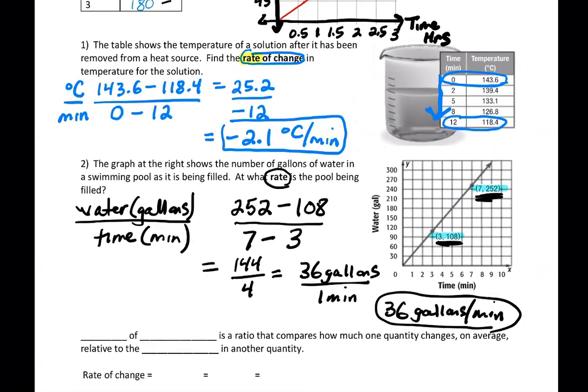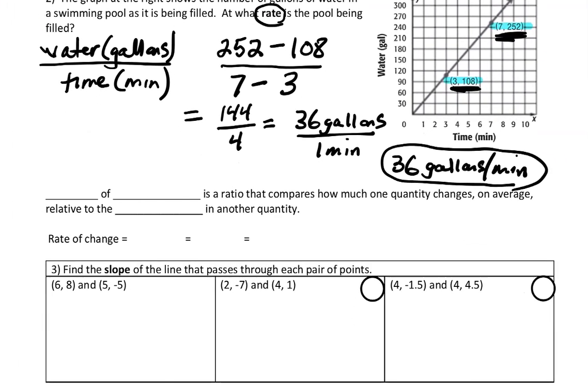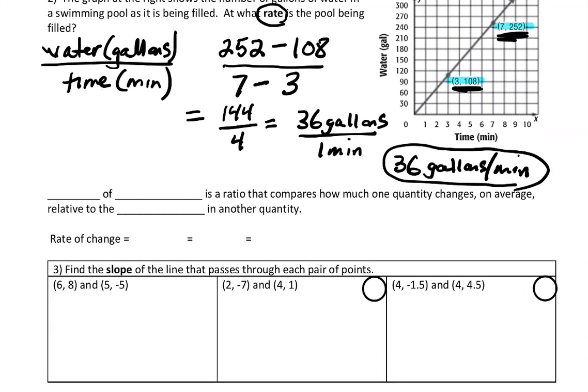So in these three questions that we've dealt with on this page, we've been calculating what's called the rate of change. And the rate of change is simply a ratio, being a fraction like we had there. These are all ratios that compare how much one quantity changes on average relative to the change in another quantity.